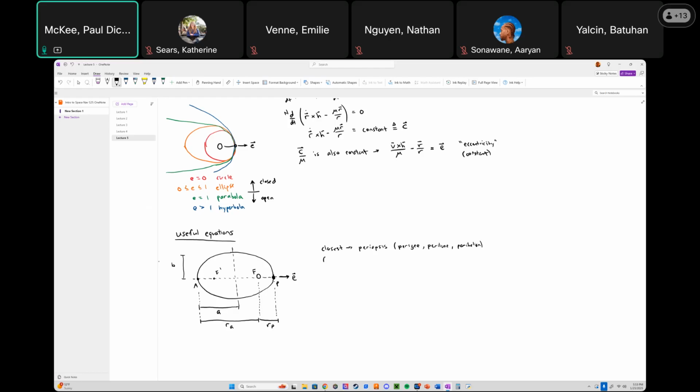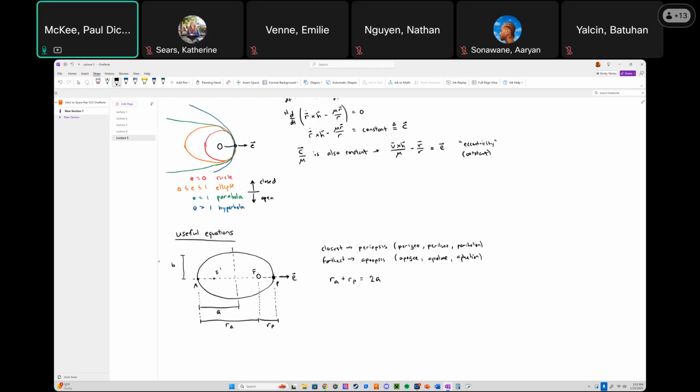The point of farthest approach, or the furthest you'll get away from the central massive body, is apoapsis, or apogee, or apolune, or aphelion. You get the idea. And so hopefully it's clear from this diagram that RA plus RP is equal to 2A.